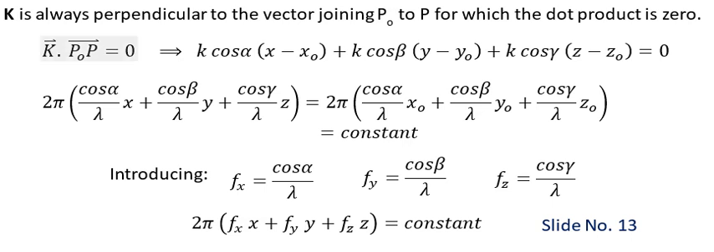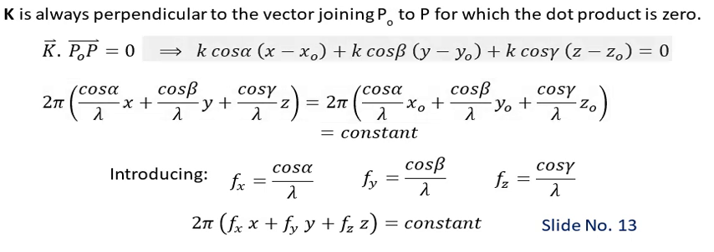Substituting the values of k, which is equal to kx into unit vector i plus ky into unit vector j plus kz into unit vector k, and substituting the value of the vector P not P from the previous slide and evaluating the dot product, we get this expression, that is k cos alpha into x minus x naught plus k cos beta into y minus y naught plus k cos gamma into z minus z naught is equal to 0.